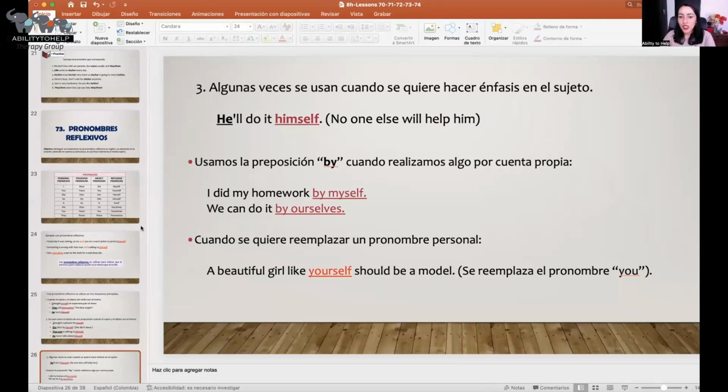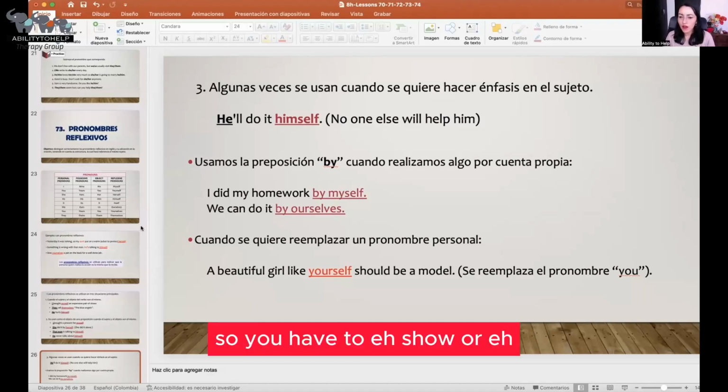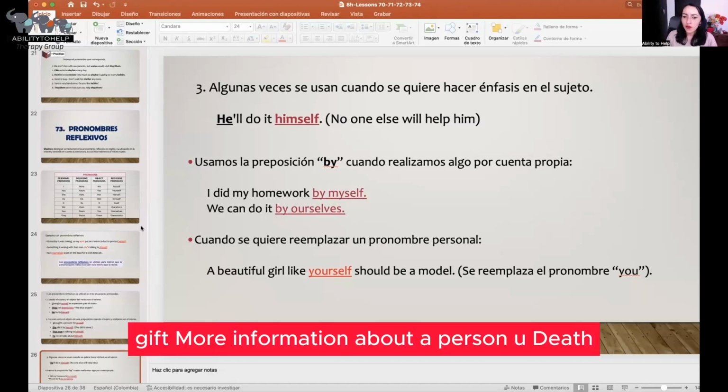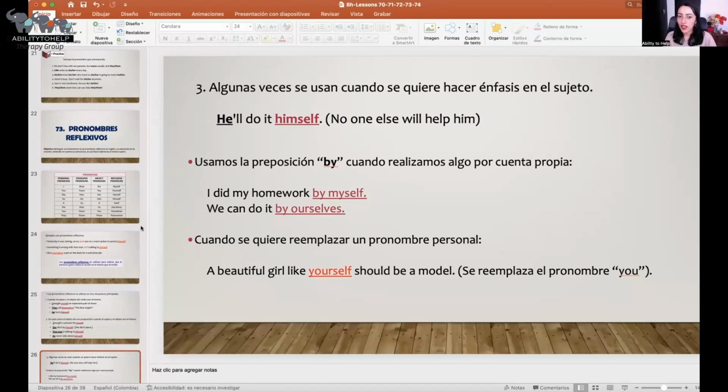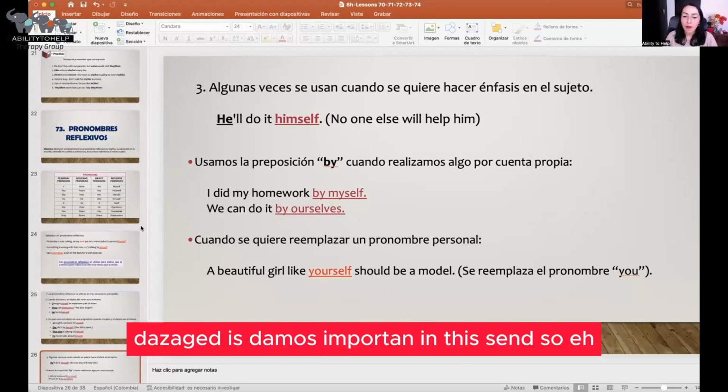Here, sometimes you have to use it when you want to be clear or you want to talk about the subject. It's the most important. He'll do it himself. So you have to show or give more information about the person who did some action. So he'll do it by himself. He did it alone. The subject is the most important in this sentence.